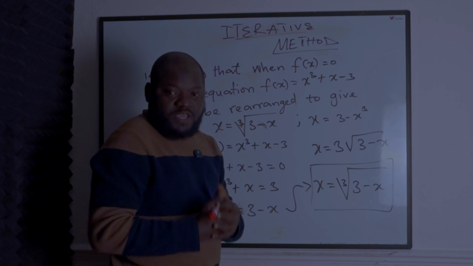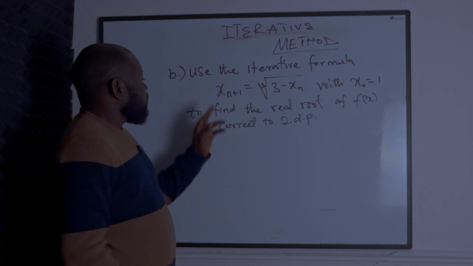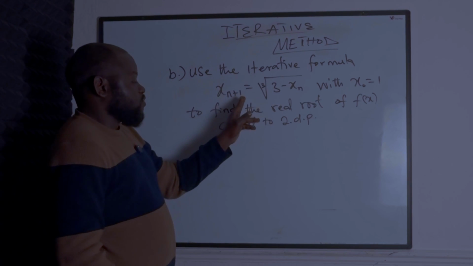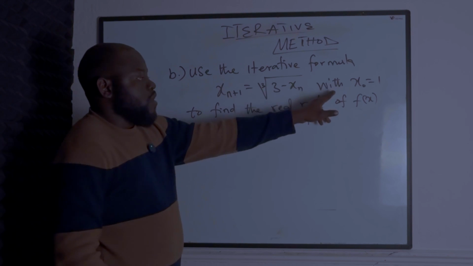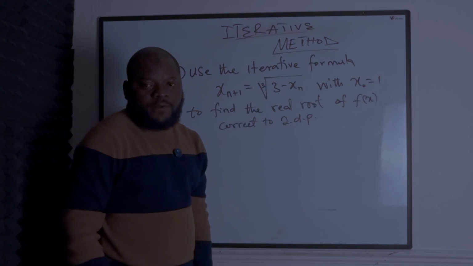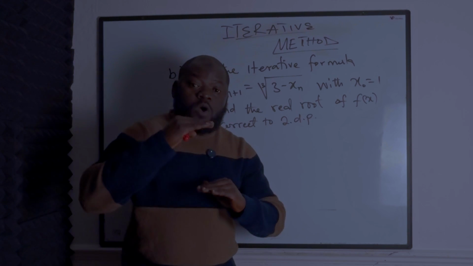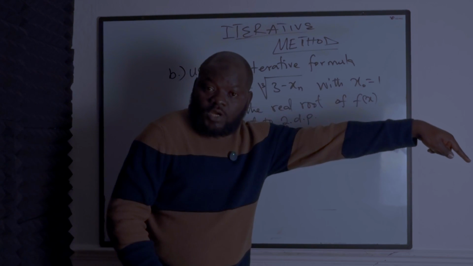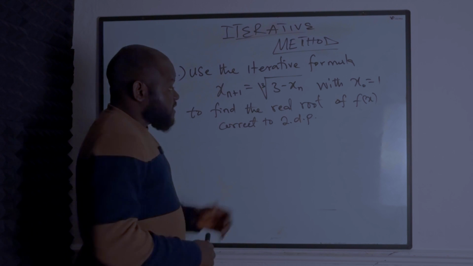So now let's look at the B part of the question. For the B part of this question, we're asked to use the iterative formula x sub n plus 1 equals the cube root of 3 minus xn, with x not equal to 1. So what do we want to do here? We want to start generating a sequence of results until we get to the actual result. Am I making sense?